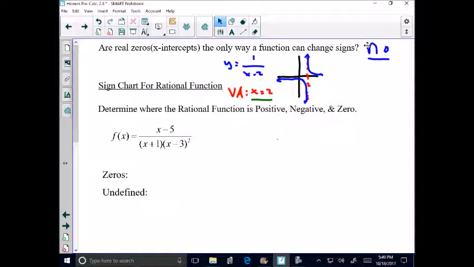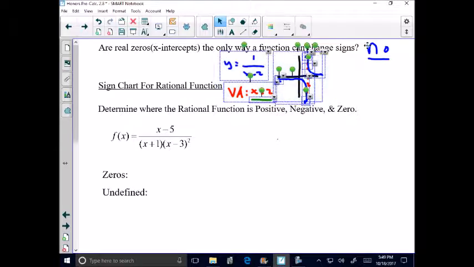Now, in general, one of the things that we can say here is that if the 0 in the denominator that's giving us a vertical asymptote has a multiplicity that is odd, our function is going to change signs at that vertical asymptote. But if we have a 0 in the denominator giving us a vertical asymptote, and that 0 has a multiplicity that is even, we will not be changing signs.